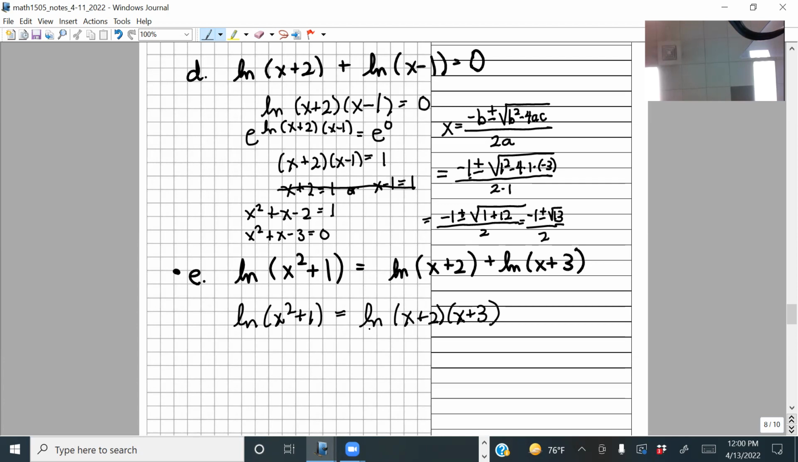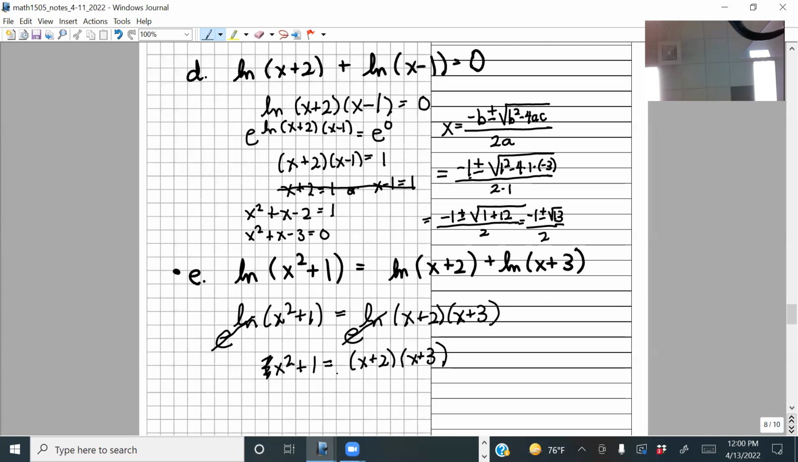And now since you have this single natural log on both sides of the equation, you're free to raise e to both sides so that those things will undo each other, right? They'll invert each other. So you end up with, you can drop the parentheses at this point, just x squared plus 1 on the left-hand side equals this product x plus 2 times x plus 3. And that still looks like that might be a hard equation to solve, but at least it doesn't have natural logs in it, right?